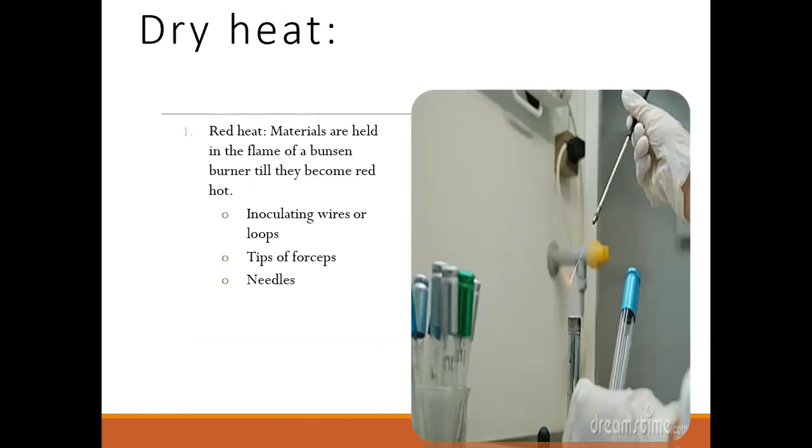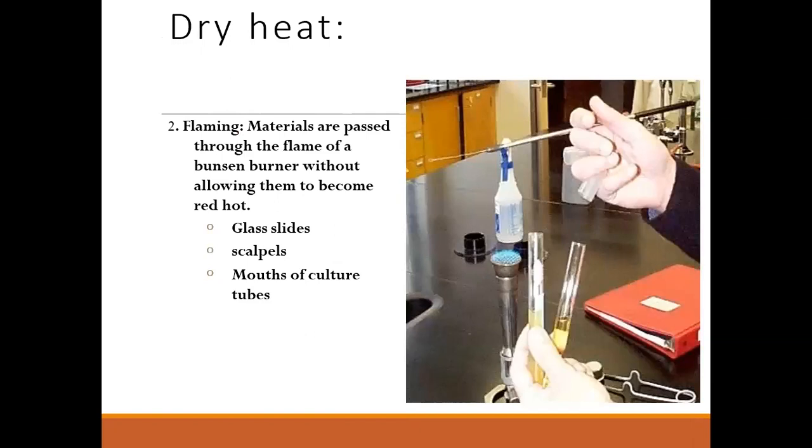Now we'll discuss dry heat. This is the picture we are showing. Number one is red heat: materials are held in the flame of a Bunsen burner till they become red hot, such as inoculation wires or loops, and tips of forceps and needles. Here we can see a Bunsen burner and wires and loops. This is all about red heat.